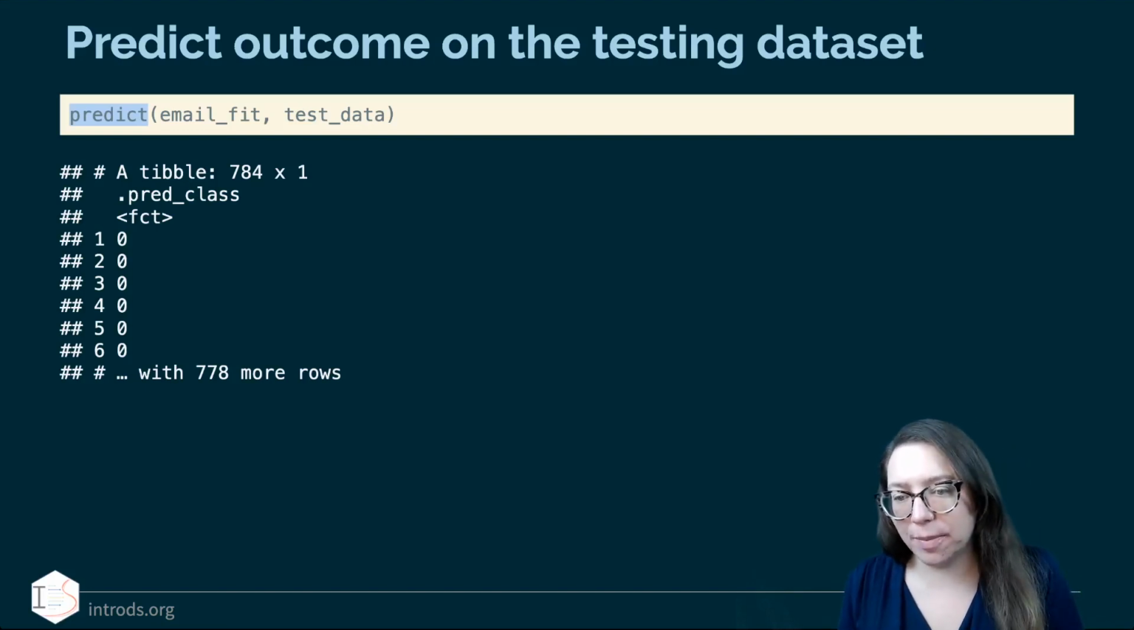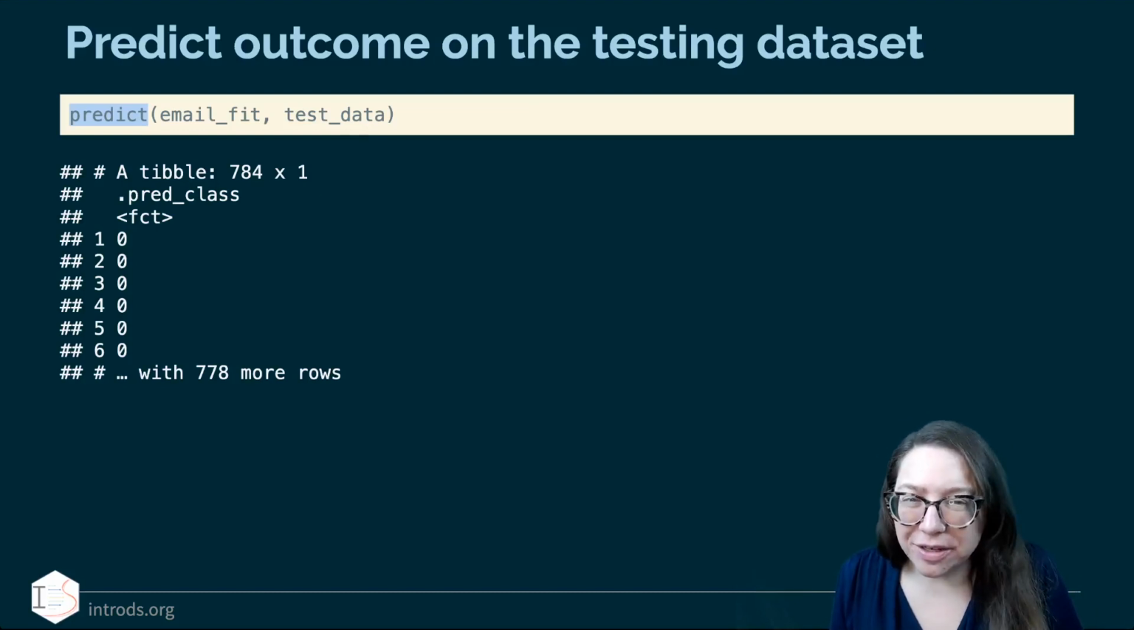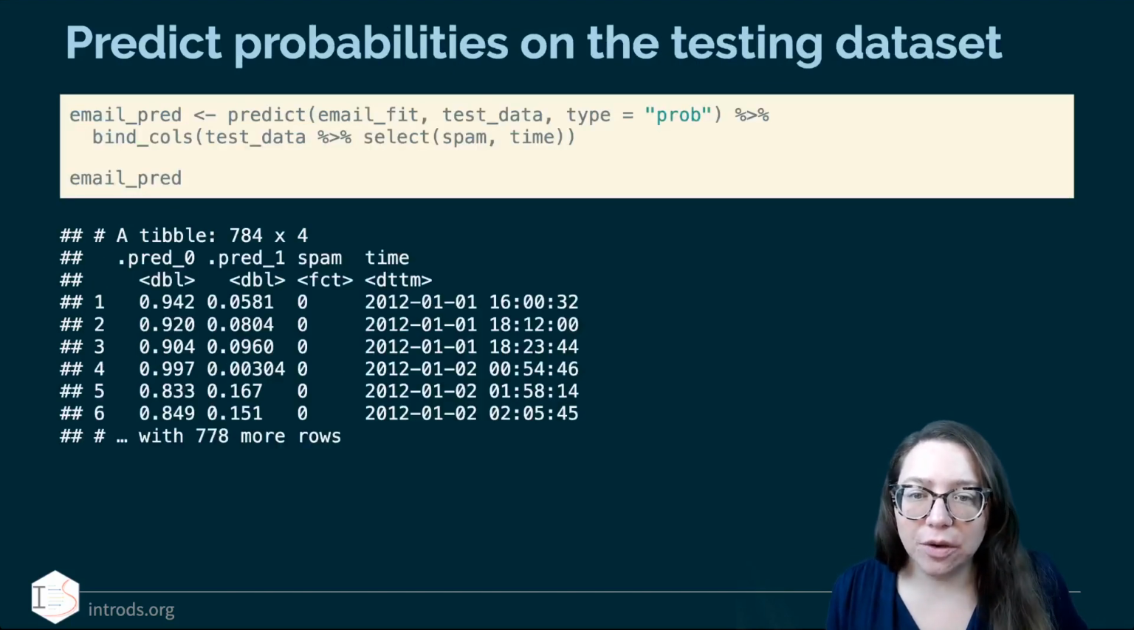And here we've by default just printed out the first six rows of this. Not a very interesting thing to look at on its own. So let's do a little bit more here. What we have done here is we're again using the predict function, the model that we have built using the training data, which is email_fit, applying it to our test data to make our predictions.